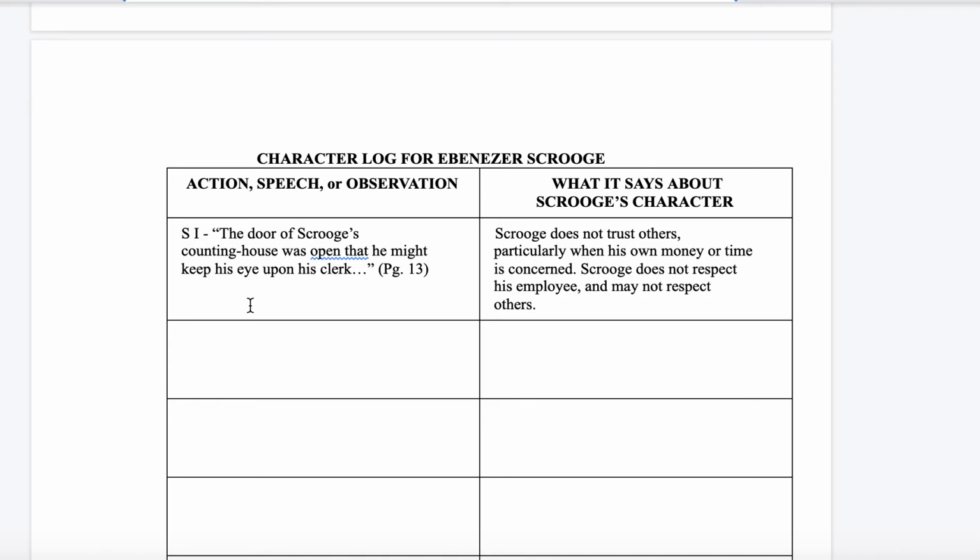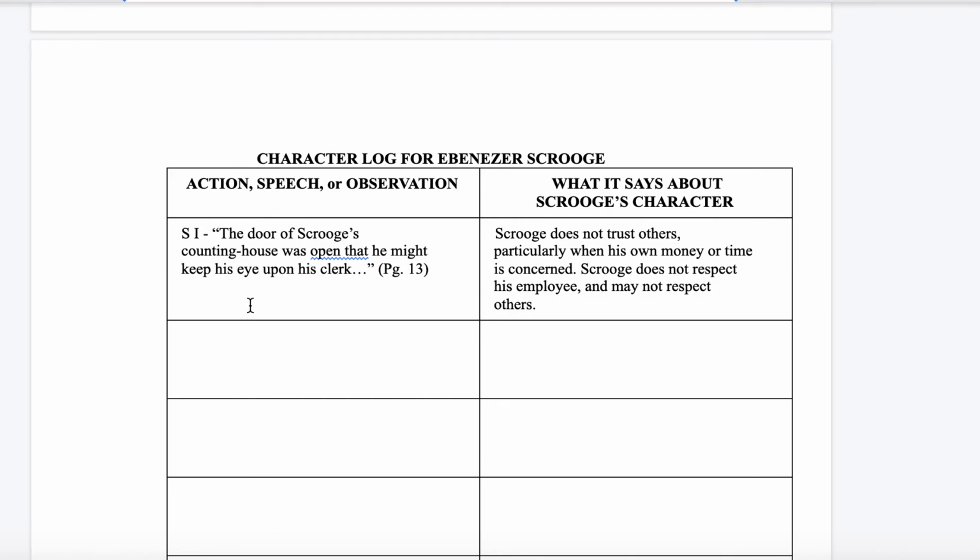it indicates to us that now the counting house was his place of business, and he was in his office, and his worker was in the other office. And Scrooge kept his office door open so that he could see into the office where his worker was working. He wanted to make sure that his worker was truly working. This indicates to us that he does not trust other people. He doesn't trust his worker enough to leave him alone and let him do his work.